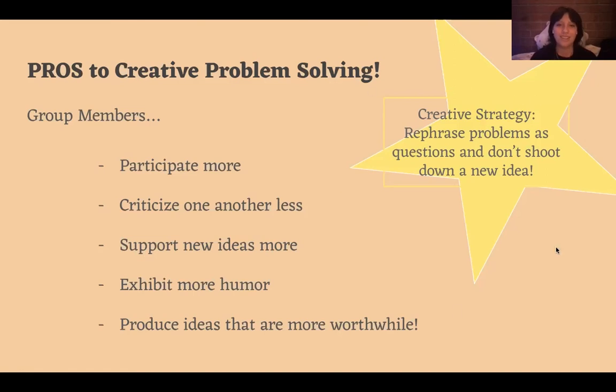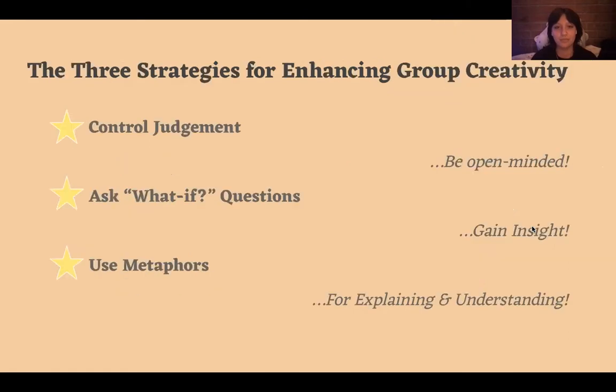And then I put on the little star, a creative strategy is to rephrase problems as questions and don't shoot down an idea, just to reemphasize the thought process of being non-judgmental. Right, and then my three strategies for enhancing group creativity. The first one is to control judgment, which I've kind of been saying the entire time, but is to be open-minded. So basically, not judging what maybe vulnerable idea or out of the ordinary idea your group member is emphasizing during discussion.